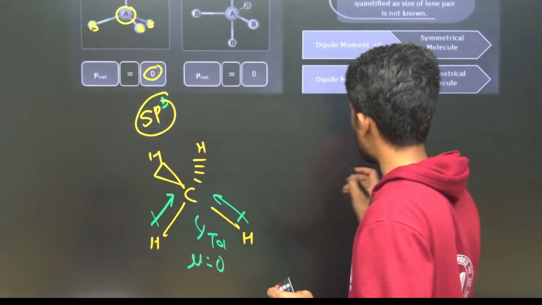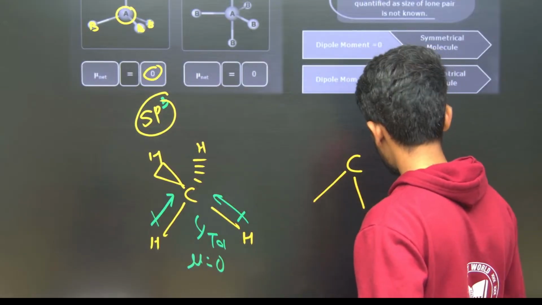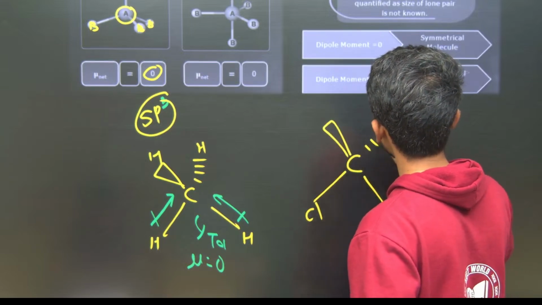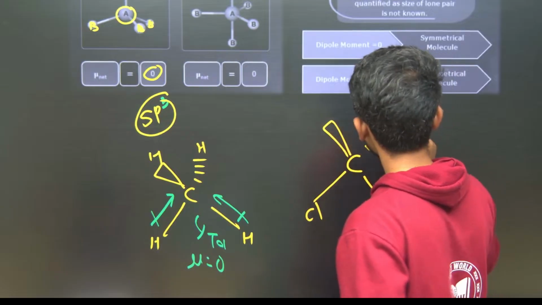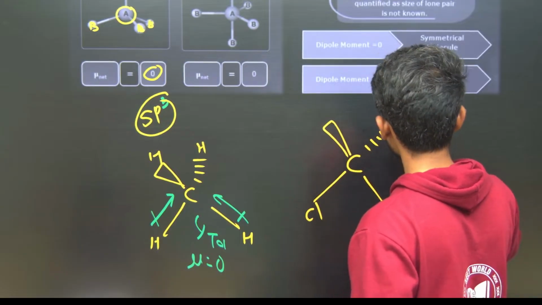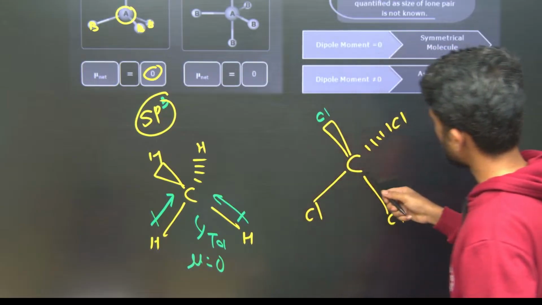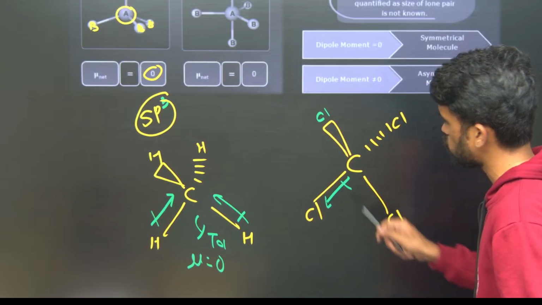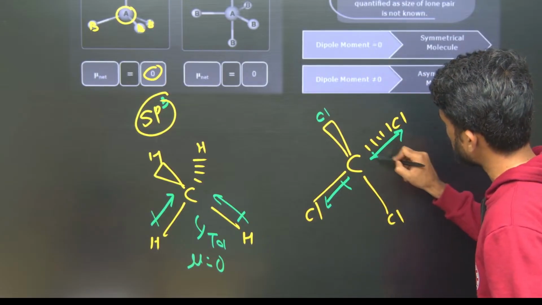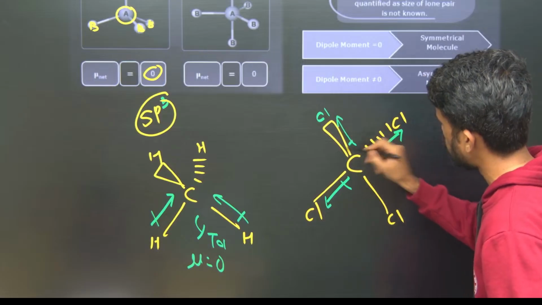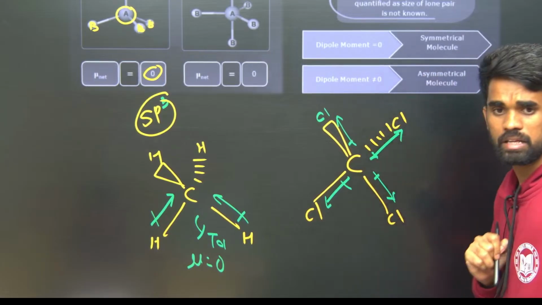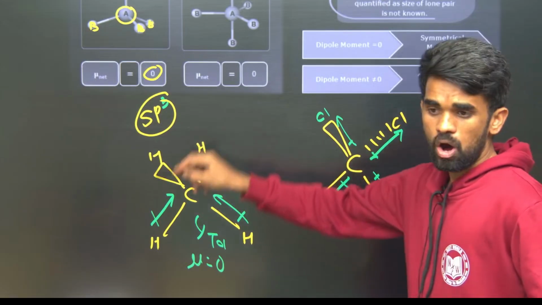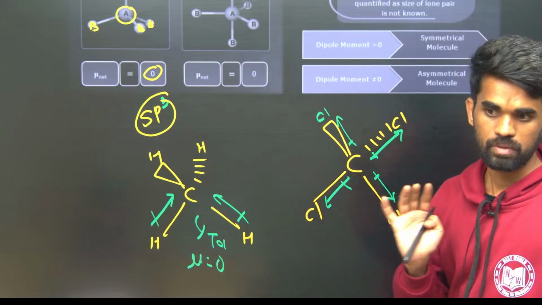Not only this one, even if I write CCl4, the bonds might be polar, but overall the molecule will become non-polar due to resultant cancellation. The bonds might be polar depending upon the electronegativity difference, but overall the molecule cancels out. Therefore it becomes 0 when it has regular geometry with all surrounding atoms the same. Is this clear or not?